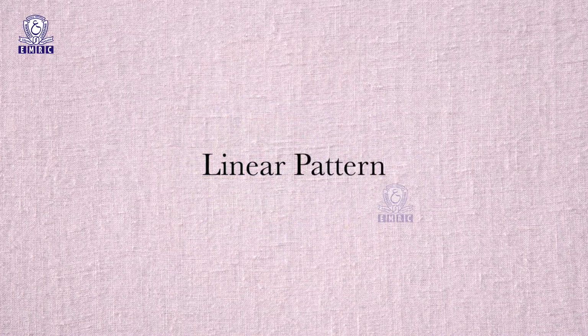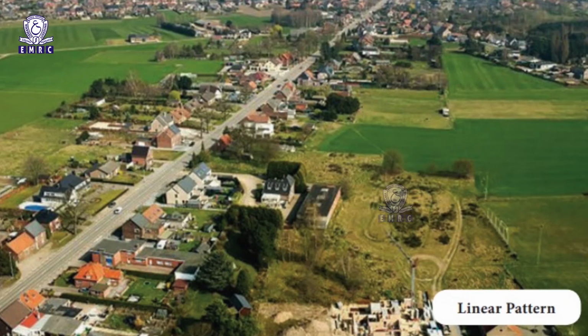Now let's look at the next pattern, the linear pattern. Linear settlements are those which develop in a line and acquire a linear shape. Such settlements are found in the narrow valleys of the mountains, along higher levees, oxbow lakes or abandoned channels. They are also found along the roads, canals and the railway tracks.